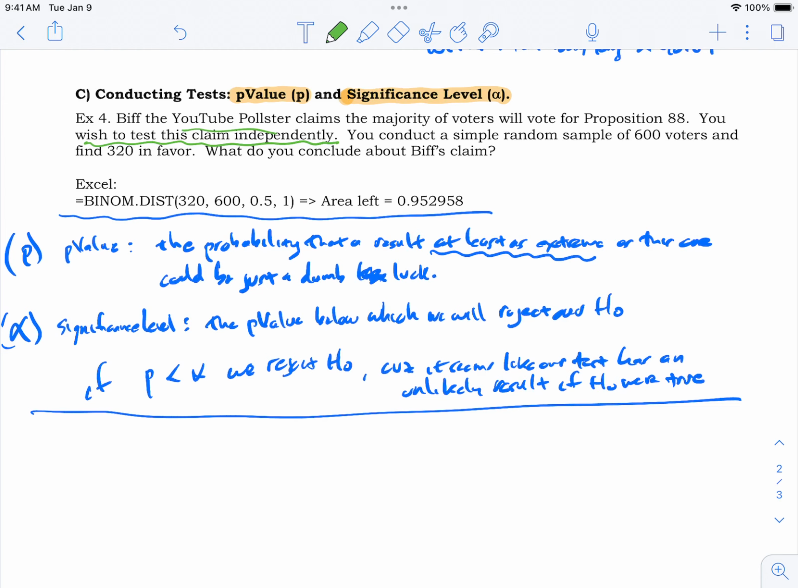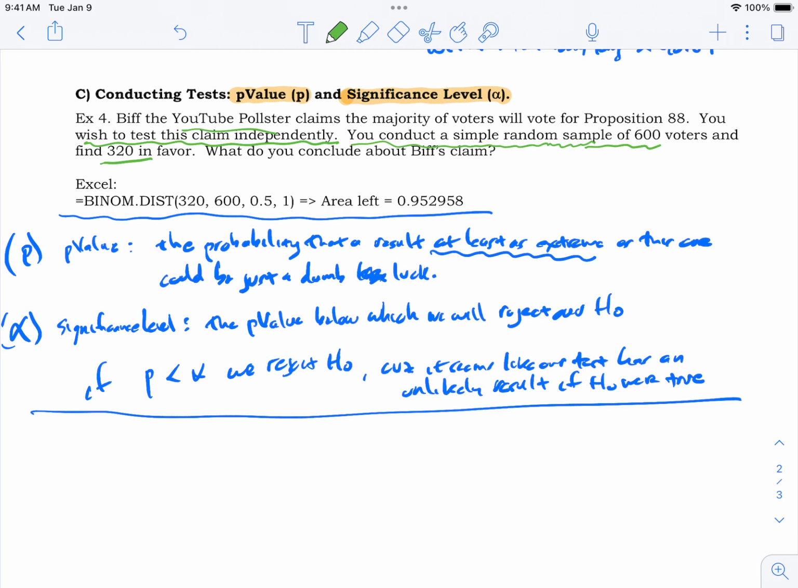How do you do that? You go and you do a nice, simple, random sample. Remember how important that is. Don't just go to the mall, but a simple random sample of 600 voters. And do we get a majority? Well, we got 320 in favor. That's more than 300, right? That seems like a majority.